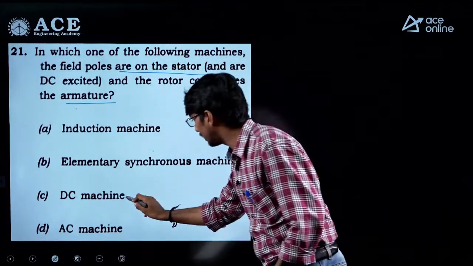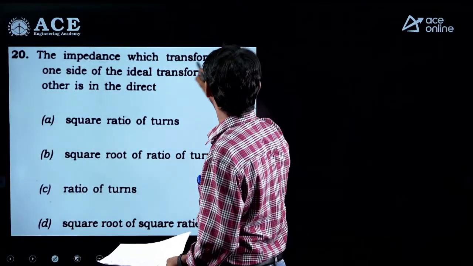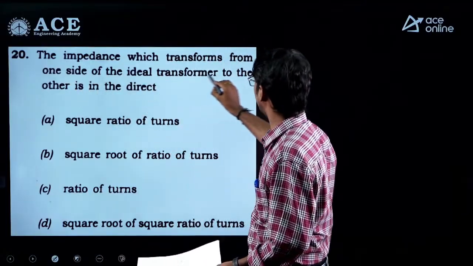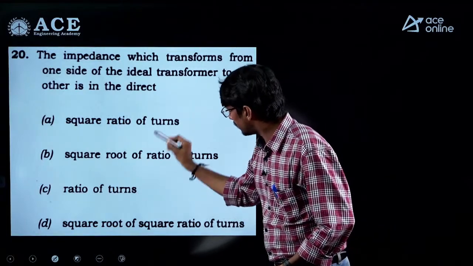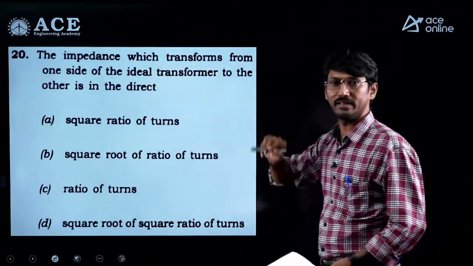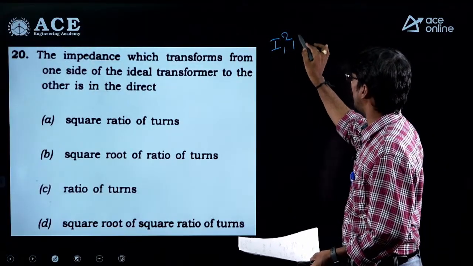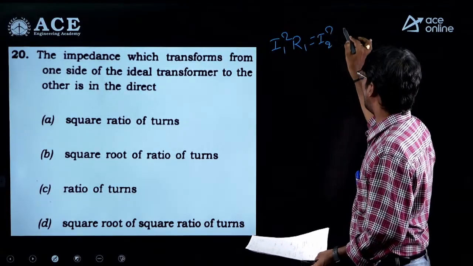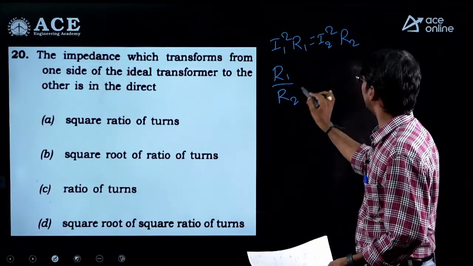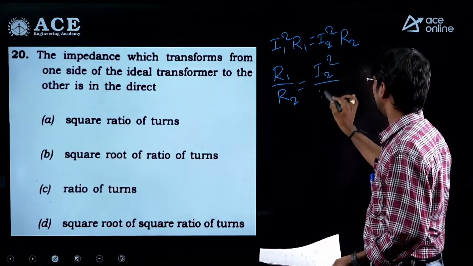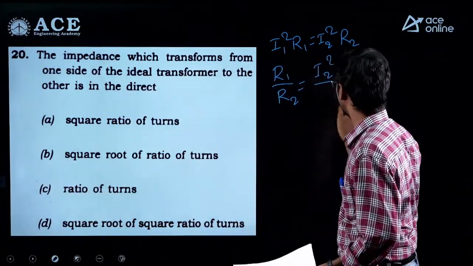Nothing but which machine directly? DC machine, right? The impedance which transforms from one side of the ideal transformer to the other in the direct... He is asking, if you see the option, number of turns as well as correspondingly impedance. What can we say? I1 square R1 for example equals I2 square R2. From this, R1 by R2, what can we write? I2 square by I1 square we can write over here.